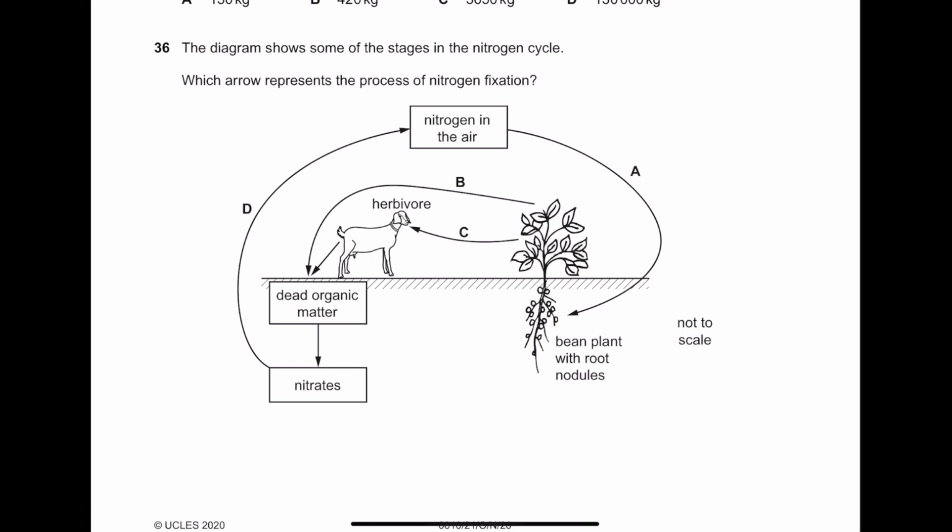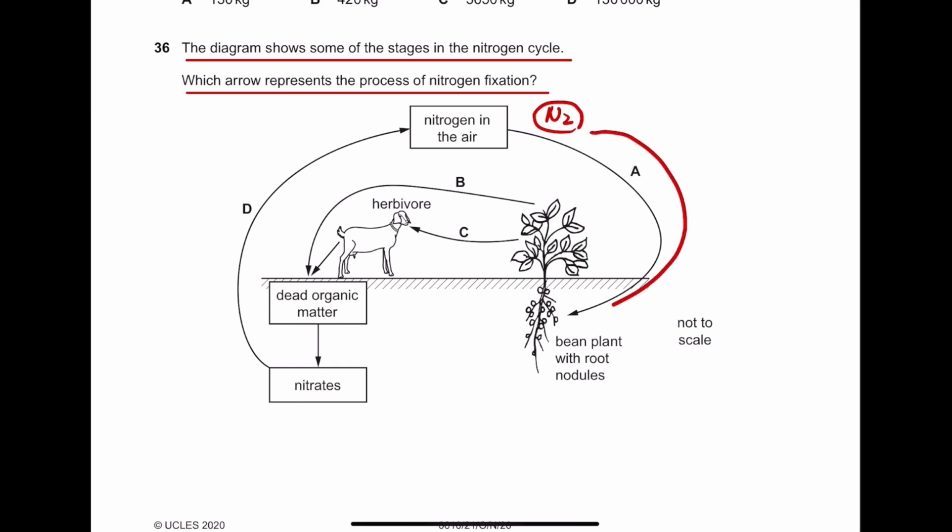Number 36. The diagram shows some of the stages in the nitrogen cycle. Which arrow represents the process of nitrogen fixation? So nitrogen fixation is fixing or using nitrogen gas in the air, converting it to nitrates. So A is the right answer.